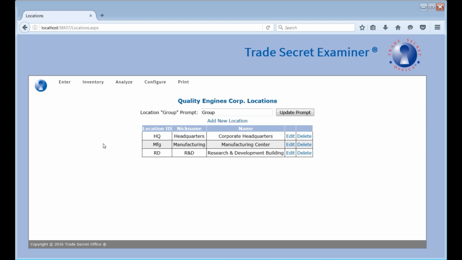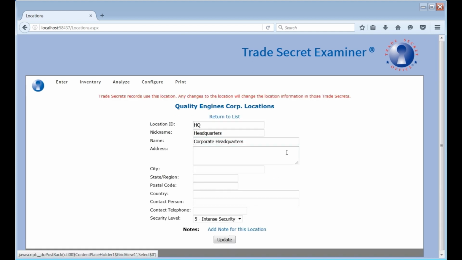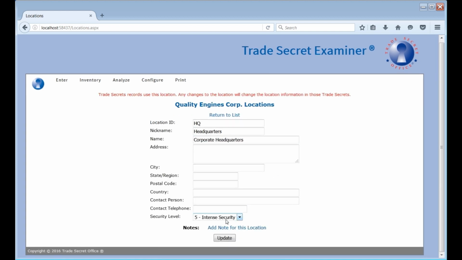Locations, I can configure the locations in the company. These are generally physical locations. And one of the things about them is I can characterize the security of the location. So for our headquarters location, I can record the address, the city, the state, and everything, and it has intense security. What if I change that security number? Well, an interesting thing has to happen there. The system can't forget anything about a trade secret. That would make it a real problem in litigation and make a real problem reproducing what the status of the trade secret was last year.